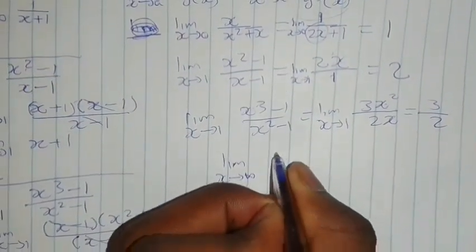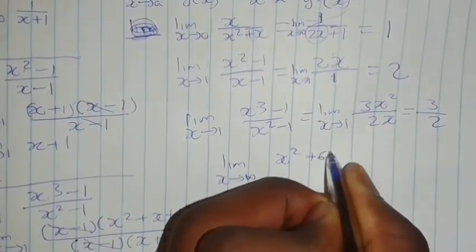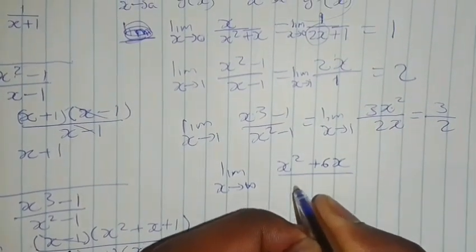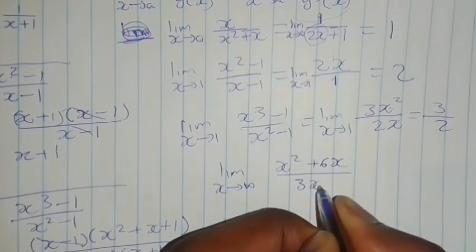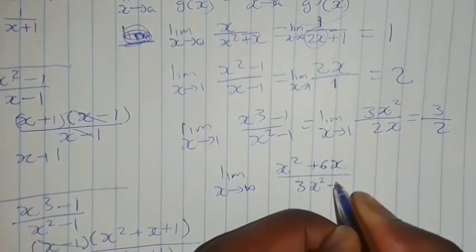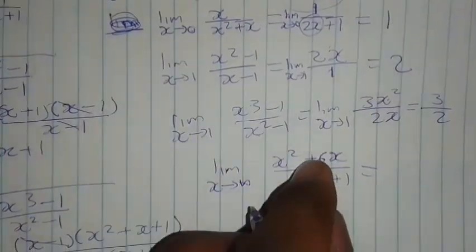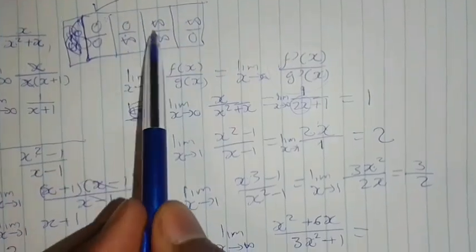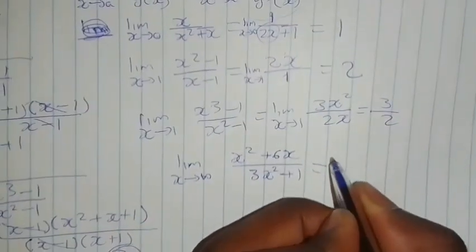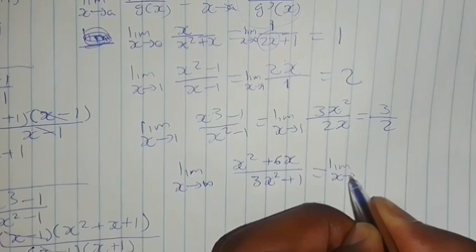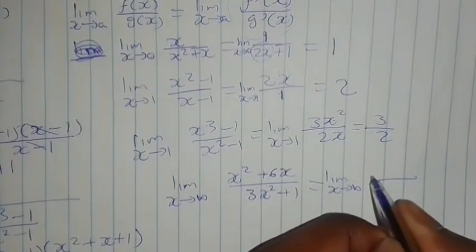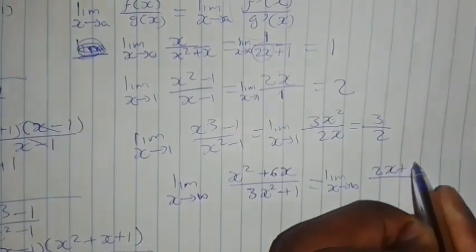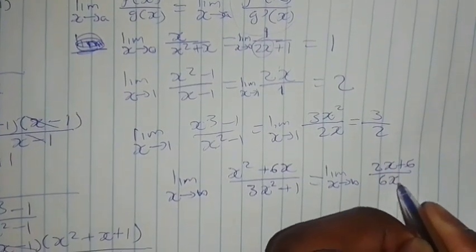And then what if we have the limit when x goes to infinity of x squared plus 6x divided by 3x squared plus 1. Notice that if x goes to infinity, the numerator goes to infinity and the denominator also goes to infinity. So we have infinity over infinity. That means we can derive the top and bottom, the numerator and the denominator. So you're going to have 2x plus 6, and in the denominator 6x plus 1.